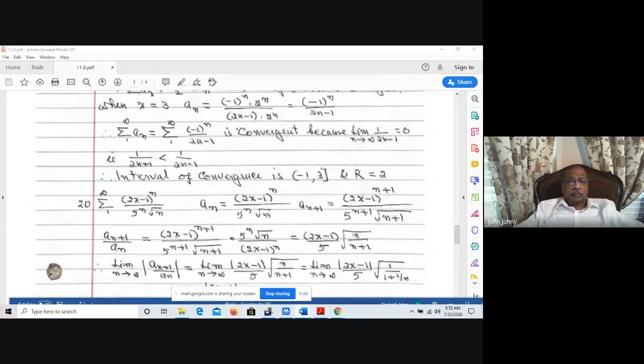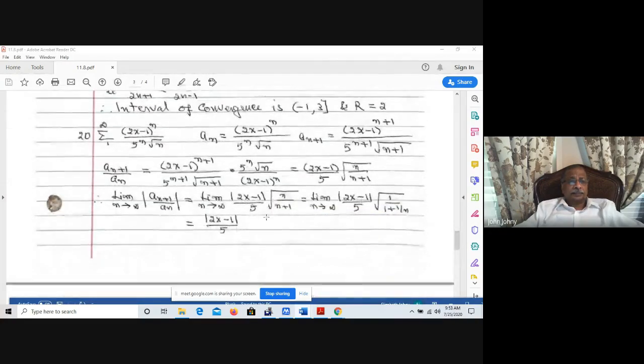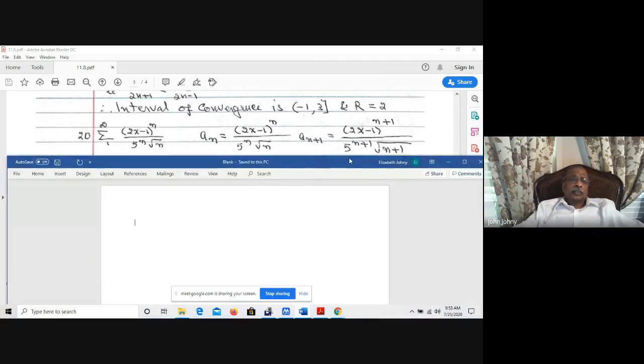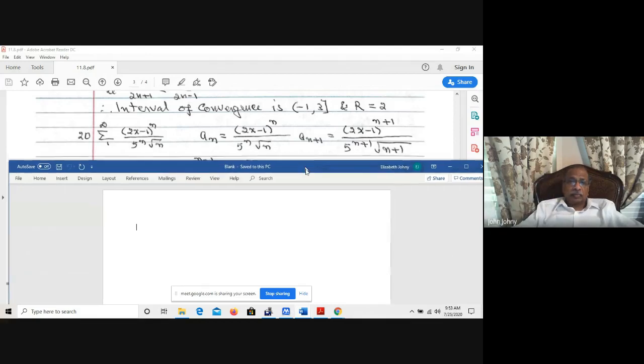Next, question number 20. Sigma, n varies from 1 to infinity, (2x minus 1) whole to the power of n divided by 5 to the power of n times square root of n. Therefore, a_n is equal to (2x minus 1) whole to the power of n divided by 5 to the n times square root of n. For a_(n+1), replace n by n plus 1, you get (2x minus 1) to the power of n plus 1 divided by 5 to the power of n plus 1 times square root of n plus 1.